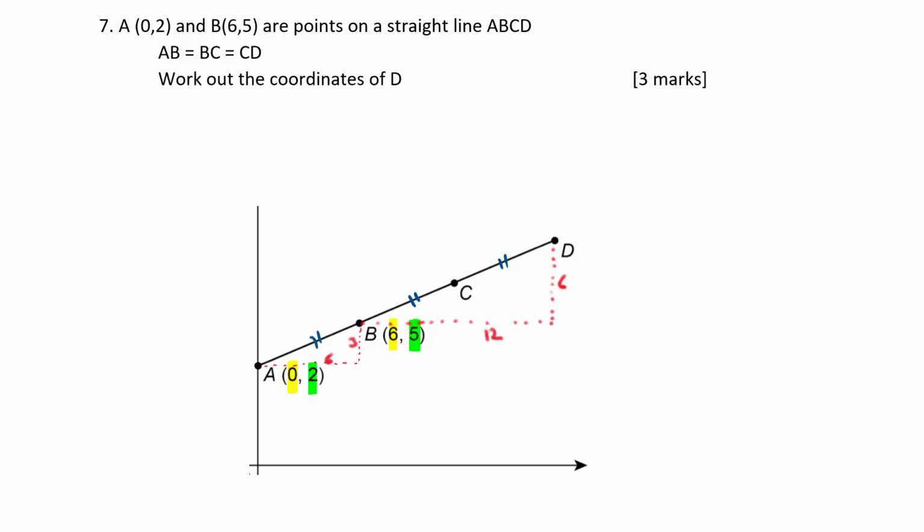So if I go an extra 12 along in the direction of x, then 6 plus 12 is 18. And I'm at 5 in the direction of y, and if I go up another 6, that's 5 plus 6, that's 11 up. Okay, giving me coordinates 18, 11 for D. As I say, I could have done it in 2 jumps going by C, but I think that's a slightly quicker way of doing it.